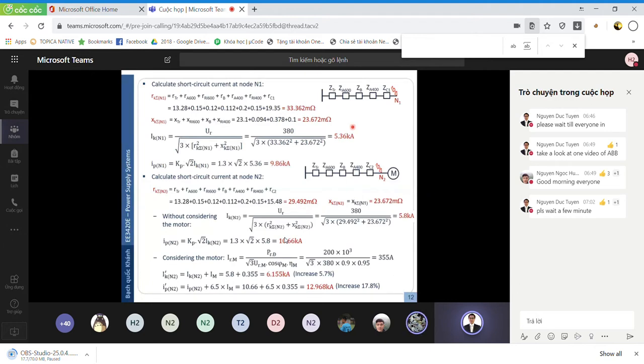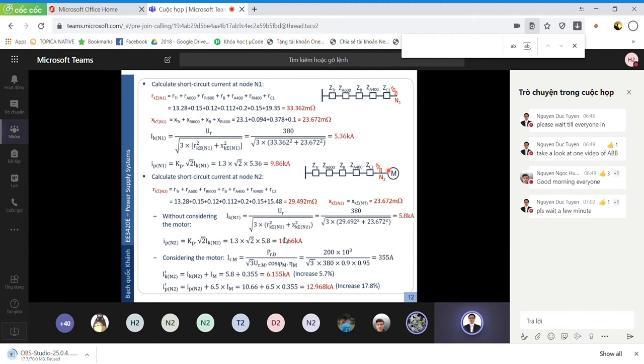And then we can calculate the short circuit current in the L1 point and the peak value, right? Using the coefficient 1.3, right? Only, not 1.8. I have a question. Can I choose 1.2? It's okay, up to you. 1.2 is okay. Even 1.25 is okay. It's not a big deal.